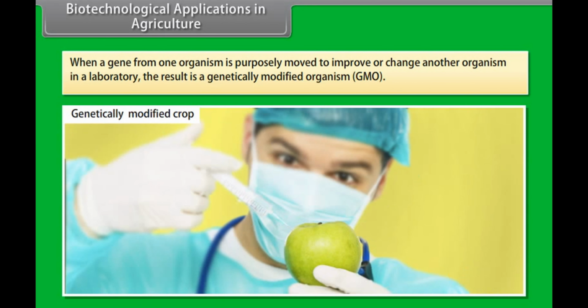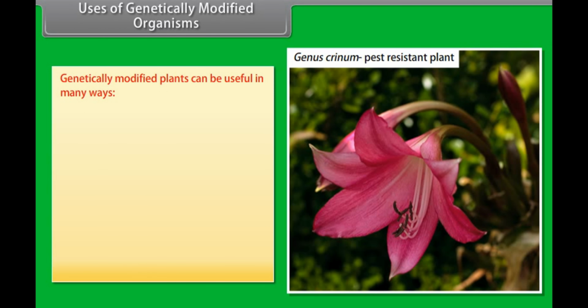When a gene from one organism is purposely moved to improve or change another organism in a laboratory, the result is a genetically modified organism, GMO. Uses of genetically modified organisms. Genetically modified plants can be useful in many ways.